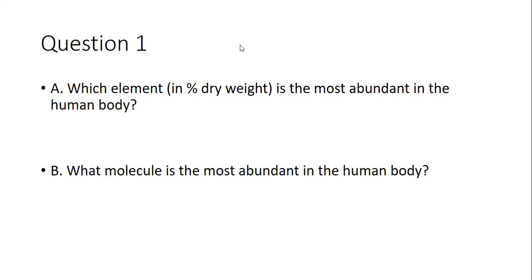rather simple questions. Can anyone tell me, if we're talking about dry weight, what is the most abundant element in humans? And for B, what is the most abundant molecule in our body? Carbon. That is correct. If you take all the water from our body, we're mostly carbon. We are carbon organisms. Every single molecule we look at this semester is going to have a carbon backbone. So yeah, that's carbon.